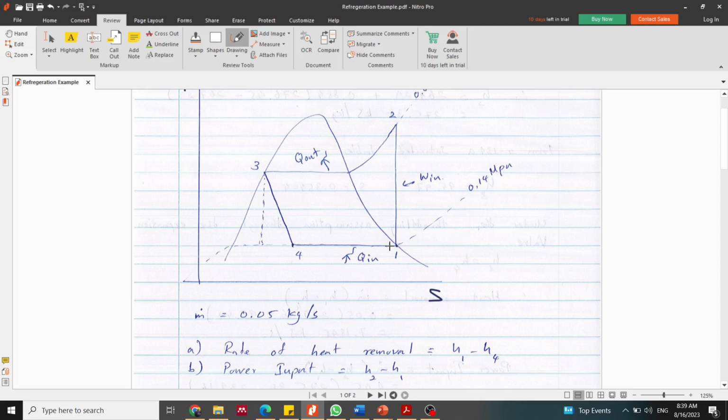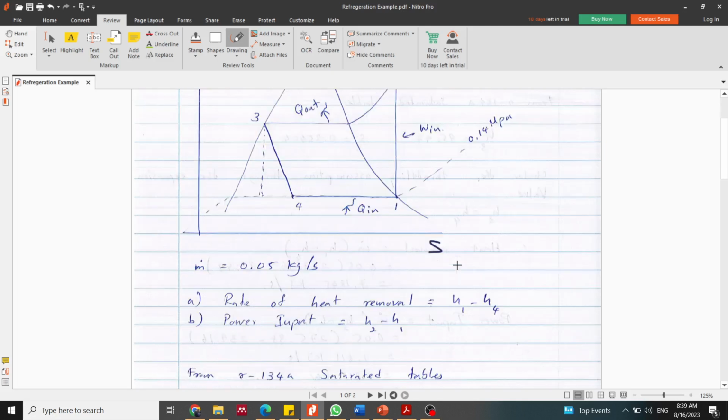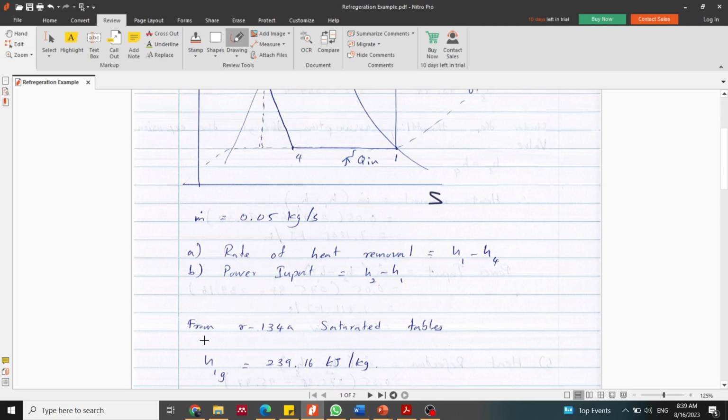Therefore we know this point exactly. Now this is in the saturated line, right? We have 100% gas line, therefore we can refer to the saturated tables, the saturated table under pressure 0.14 bar, to figure out this value here. Therefore from the R134a saturated table we can find the H1 value.